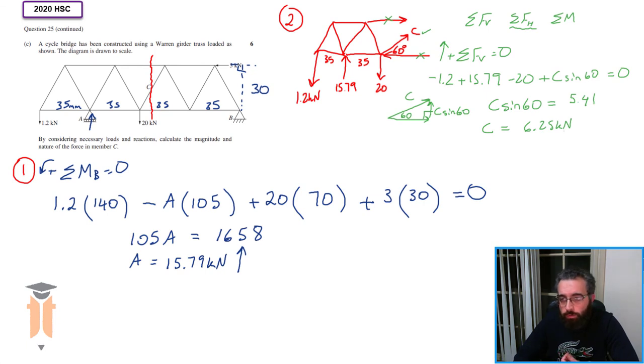Now because it's positive, that means I've assumed the direction to be correct, so it is indeed going this way. Now we need to determine the nature of this force. Since the force is going away from the joint, we say that it is in tension. If the force is going towards the joint, we say compression. If it's going away from the joint, then we say it's in tension. And there's your 6 marks.